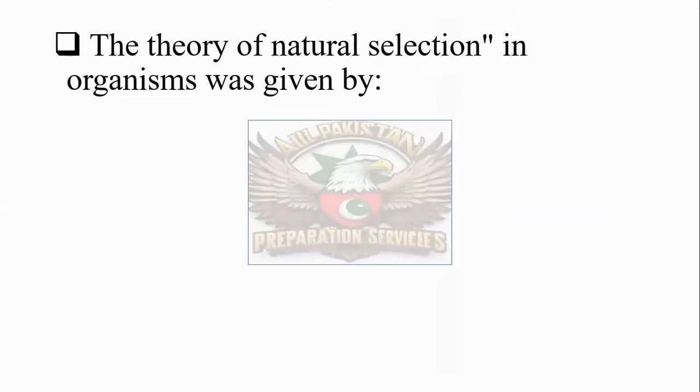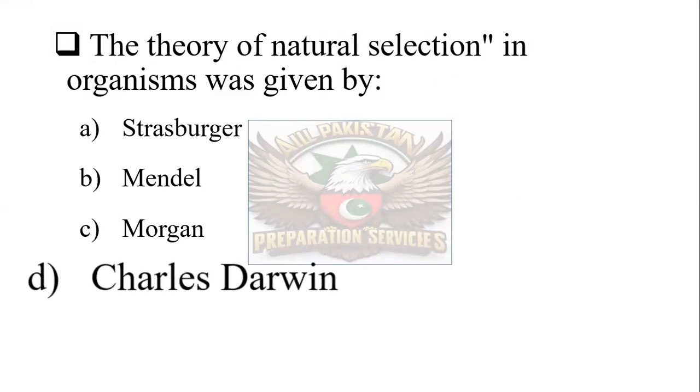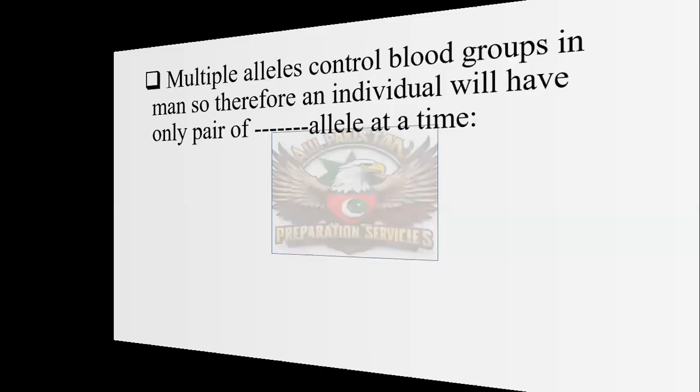The theory of natural selection in organisms was given by Strasburger, Mendel, Morgan, or Charles Darwin. And the correct one is Charles Darwin. The theory of natural selection in organisms was given by Charles Darwin.